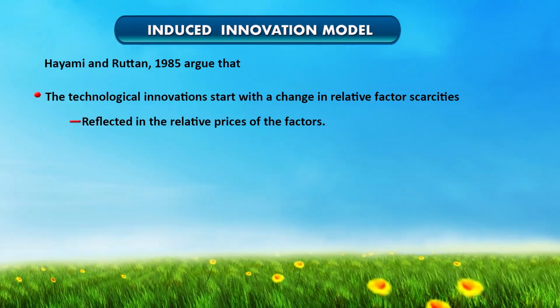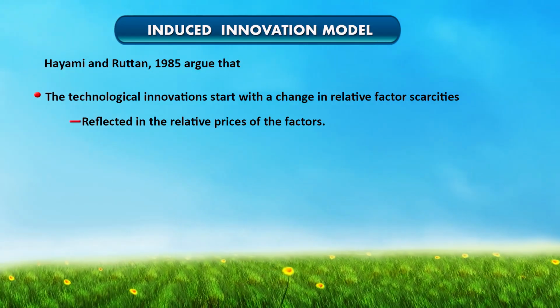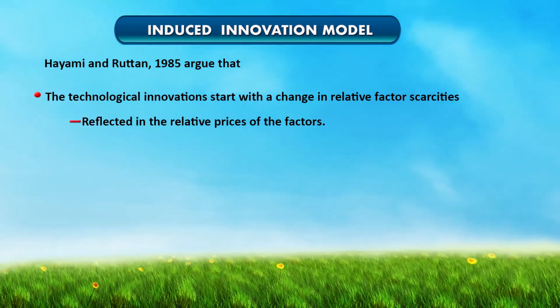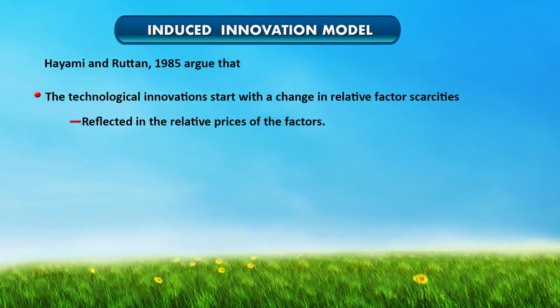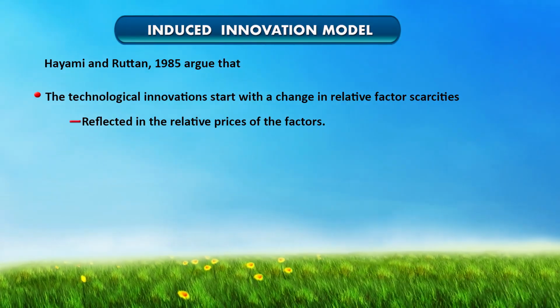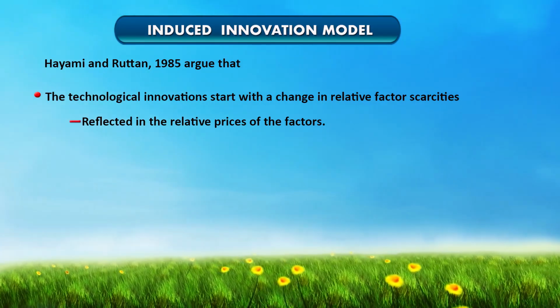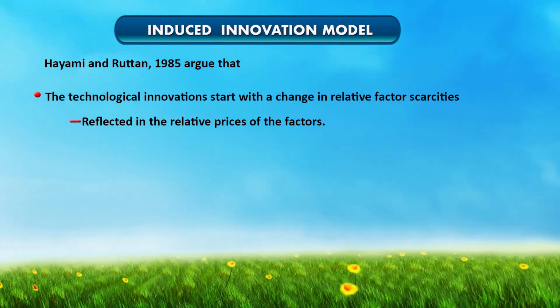So these 4 interactive factors basically affect the induced technology or the institutional innovation in a society. In the induced innovation model, Hayami and Ruttan argue that technological innovation starts with a change in relative factor scarcity. They explain the role of the scarcity of the factors of production, or resource availability, in a country. This scarcity is reflected through the relative price of the factors.